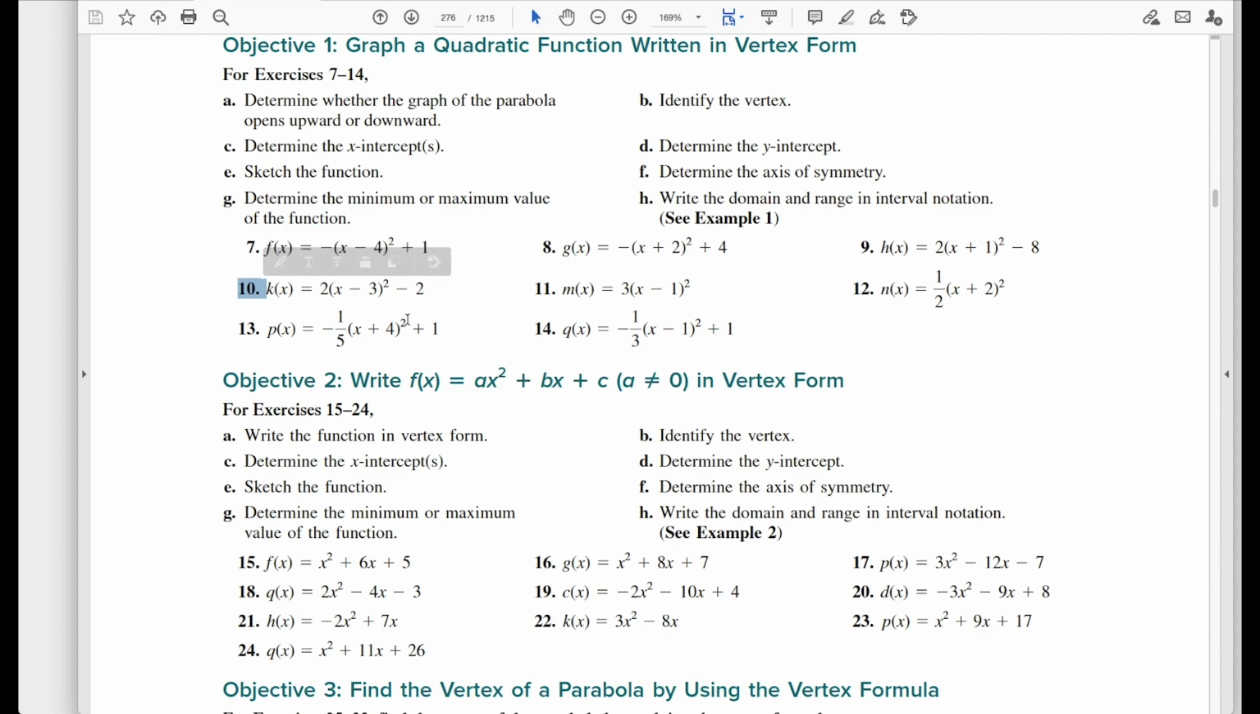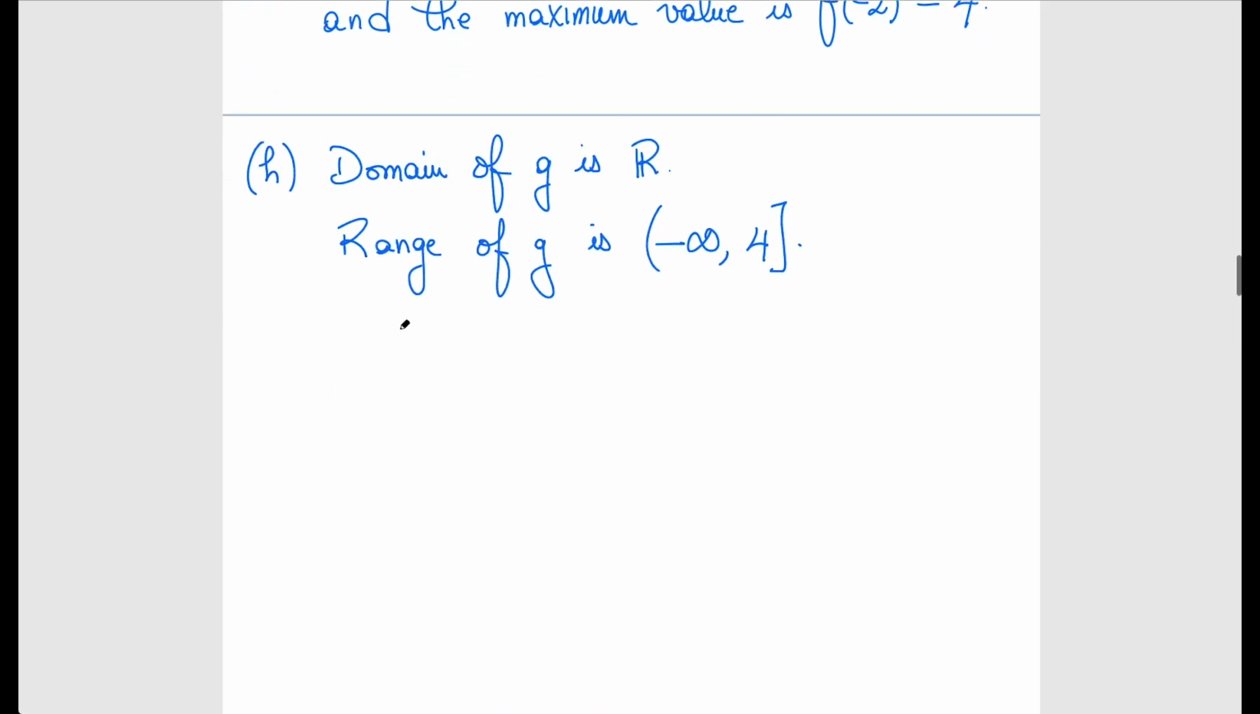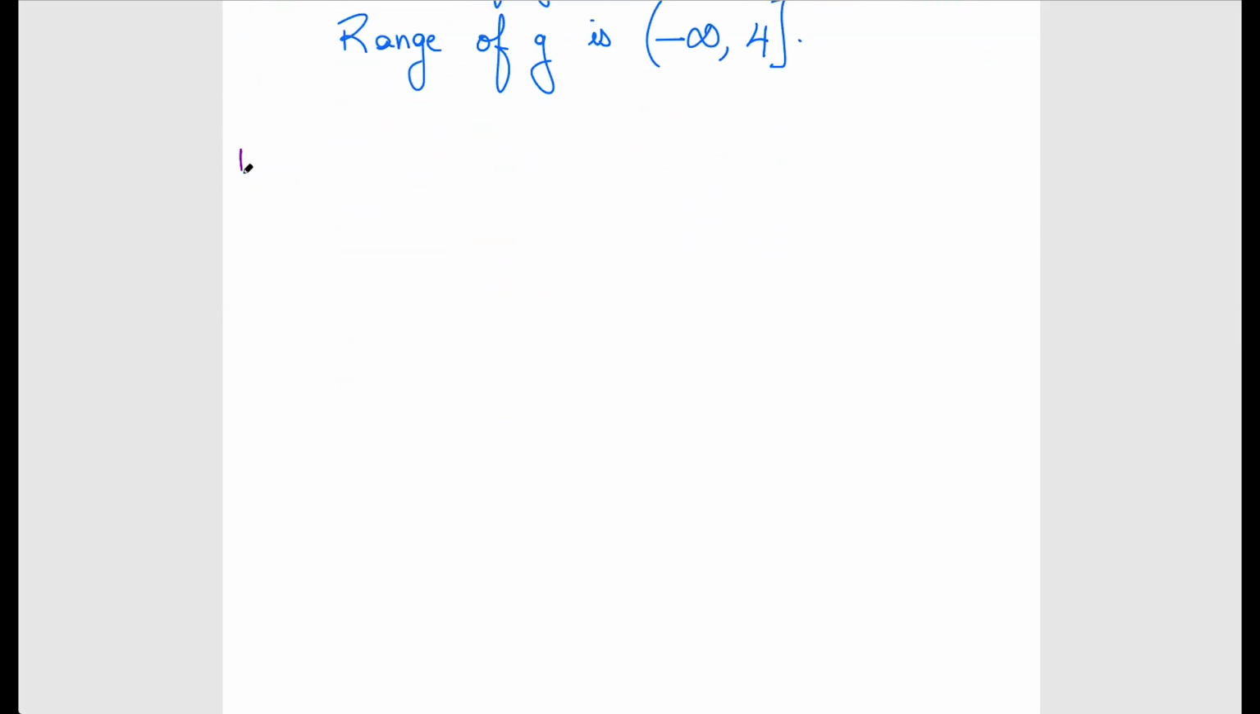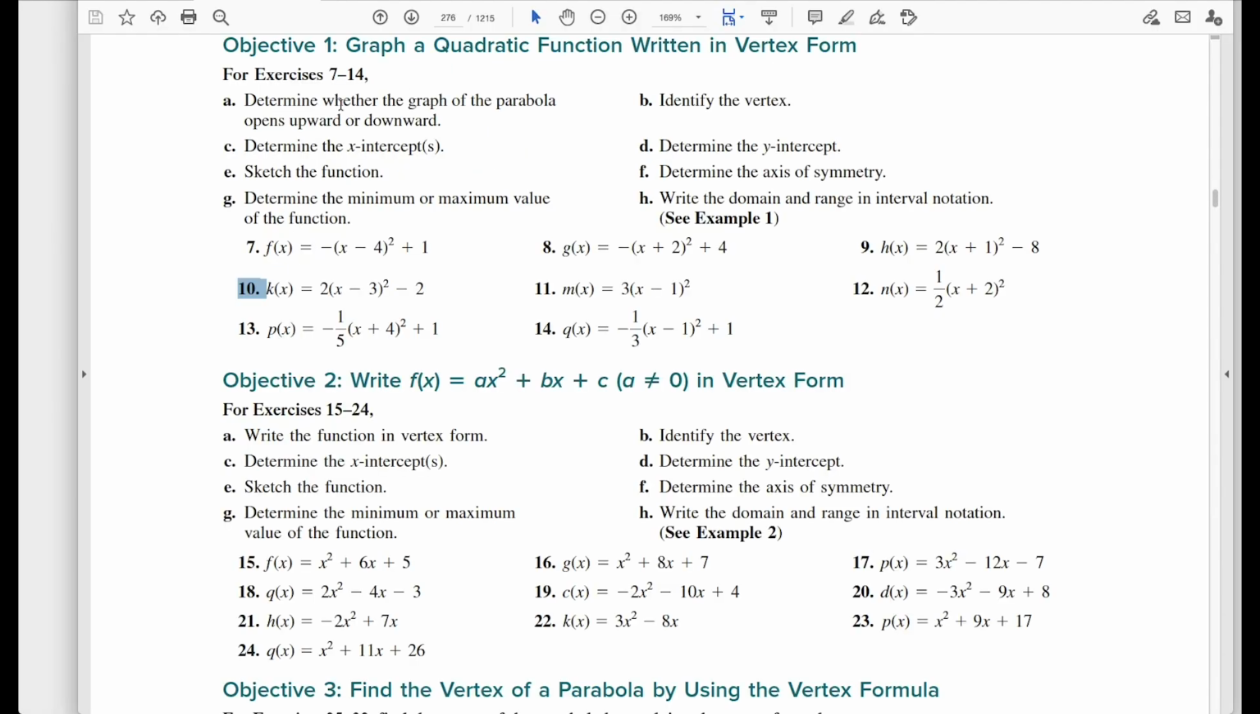So now we have k of x to be this function. Still have the same questions, right? So let's do number 10. Now the function k of x is equal to 2 times x minus 3 squared minus 2. Okay? All right. So for part A, what's the question? The question is, determine whether the graph of the parabola opens upward or downward.